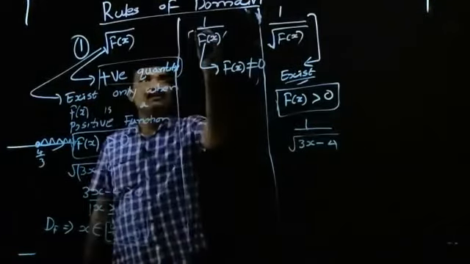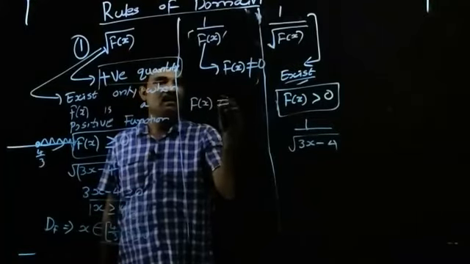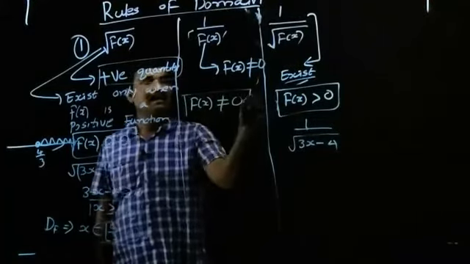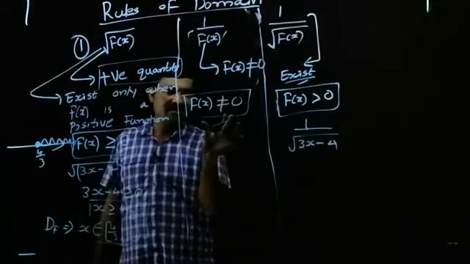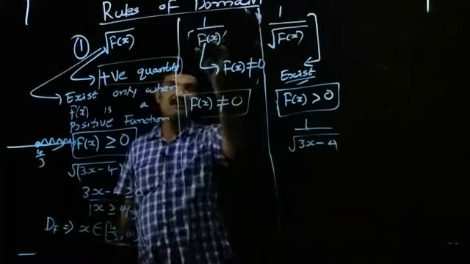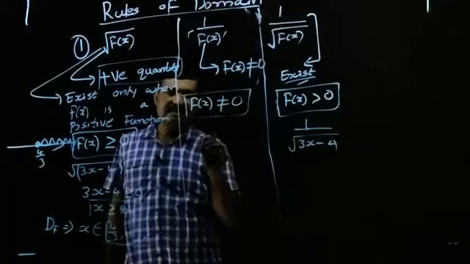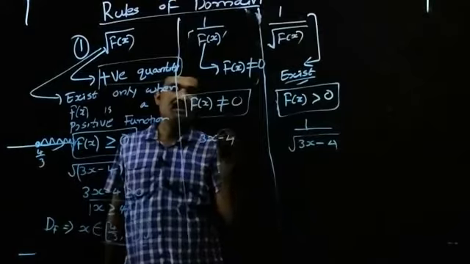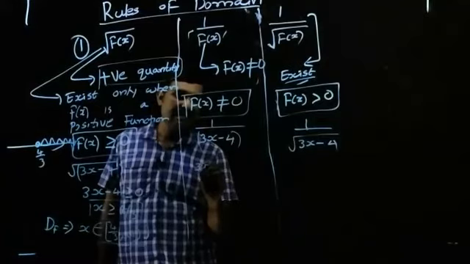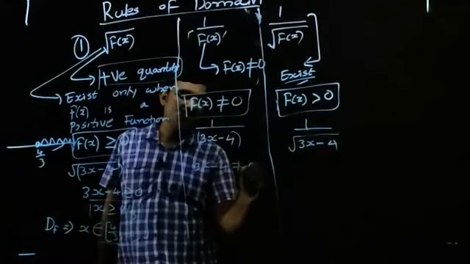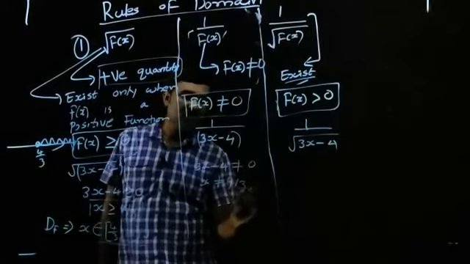So the domain of this function is determined by using f of x not equal to 0. That may be either negative or positive. This is a way to determine the domain of 1 by f of x. So we have the function 1 by 3x minus 4. So we can say 3x minus 4 not equal to 0, or x not equal to 4 by 3. So this is our domain.